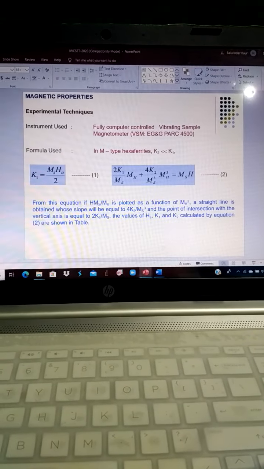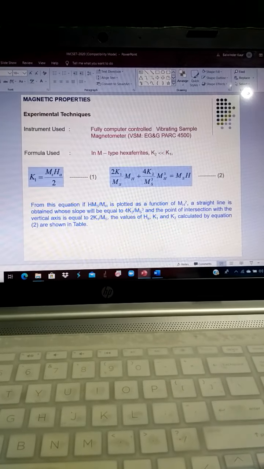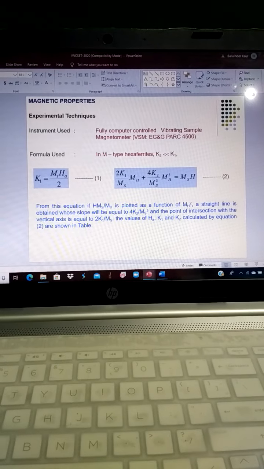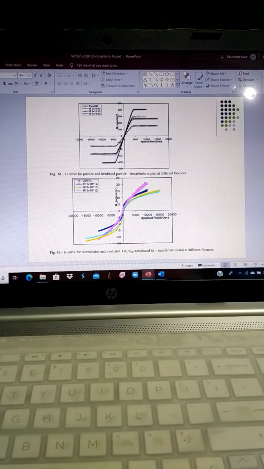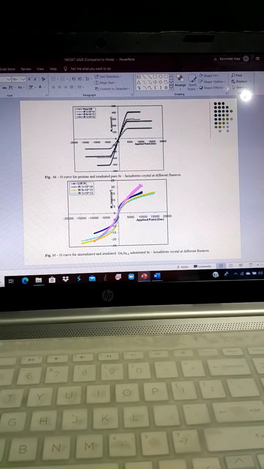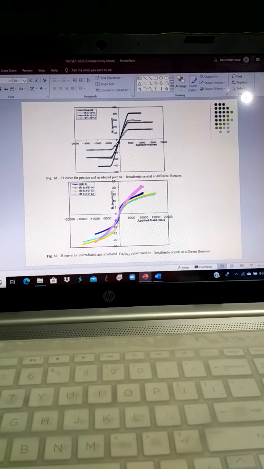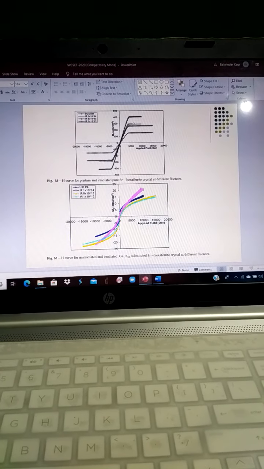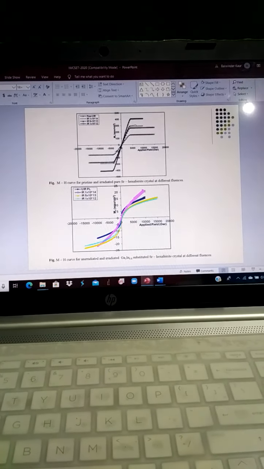The main property which I will share here is the magnetic properties, and these were carried out with the help of VSM, and these are the formulas which are used to calculate the value of anisotropy field and anisotropy constant. The upper curve shows the MH curve for pure strontium hexaferrite crystal, and three more curves are there. They are at different fluence values, meaning pristine and the irradiated ones.